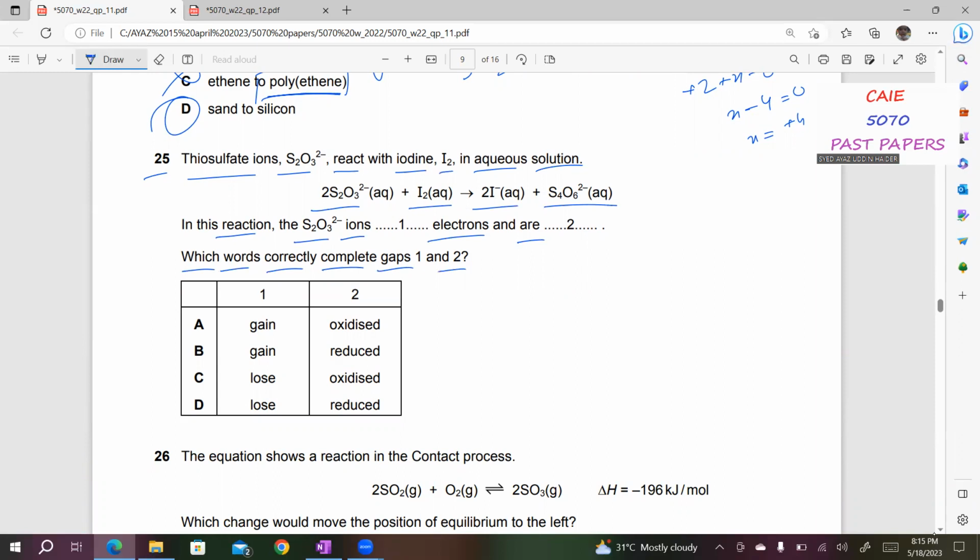Look at the equation. I2 is reduced here. So S2O3 is definitely oxidized. So either A is correct or C is correct. Both B and D are wrong. And if S2O3 is oxidized, it means it has lost electrons. So C will be the right answer here.